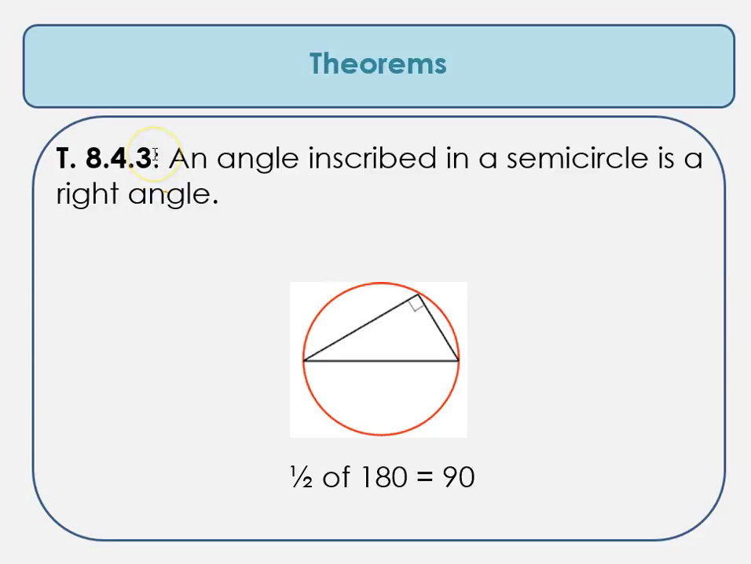Theorem 8.4.3. An angle inscribed in a semicircle is a right angle. This is what we showed on the slide, where I said it appears there were two 90-degree angles. Well, now we see the picture of that. We have a diameter, we have a semicircle, and another semicircle, and this angle is intercepting the bottom semicircle. That semicircle is 180, so that angle would be 1/2 of 180, which is 90 degrees.